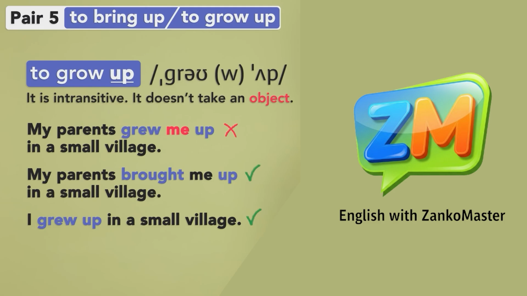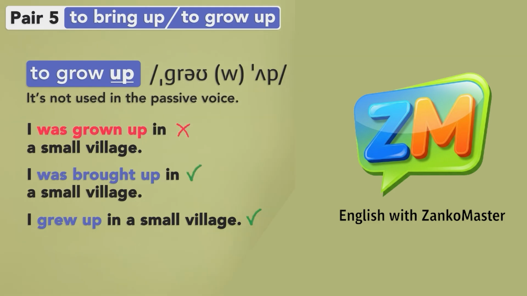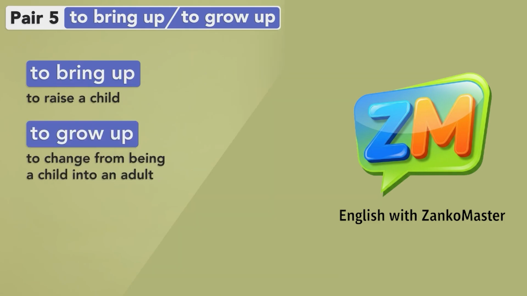And we don't use it in the passive voice, so this sentence is wrong. I was grown up in a small village. Incorrect. The correct version would be, I was brought up, or I grew up. So to recap, to bring up means to raise a child. To grow up means to change from being a child into an adult.